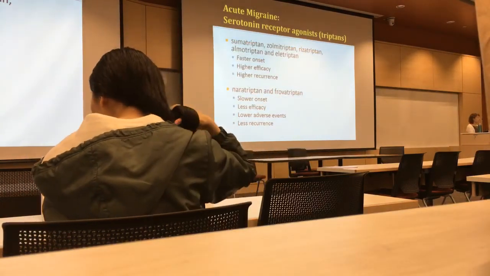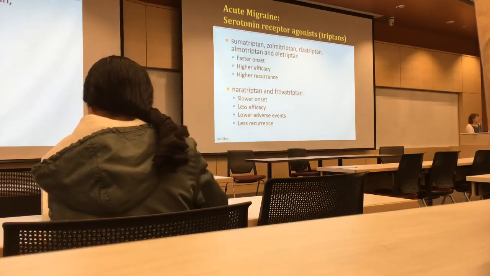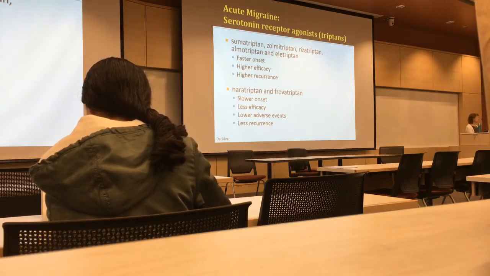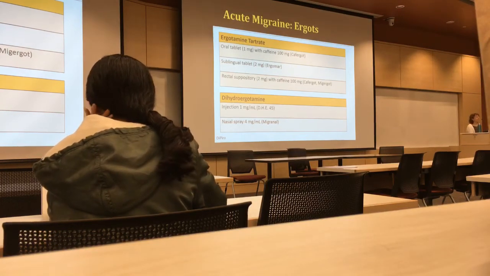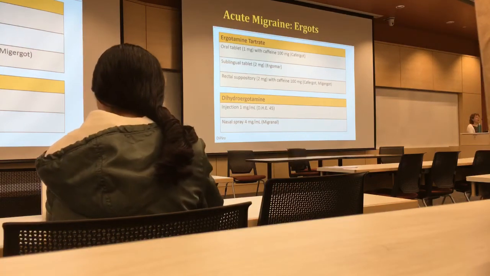So these agents have a faster onset, higher efficacy, but they have a higher risk of the headache coming back. And these agents have less. The second class of drugs are the ergots. They're not very popular. However, please keep them in mind in your back pocket.